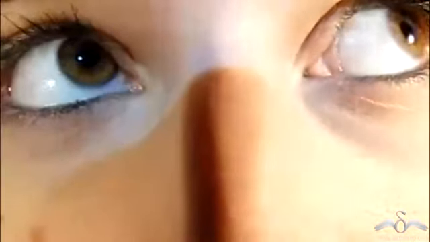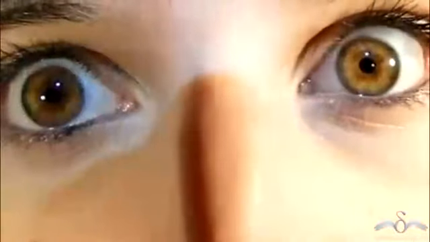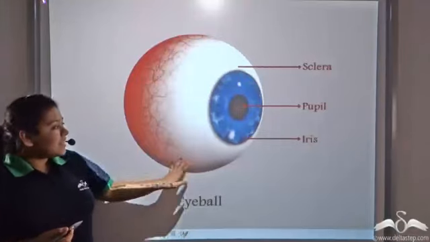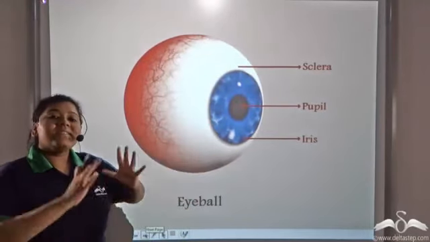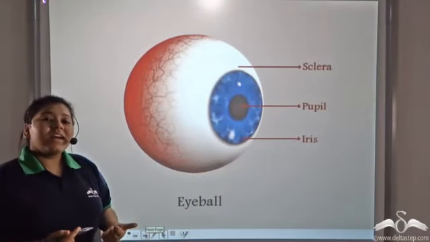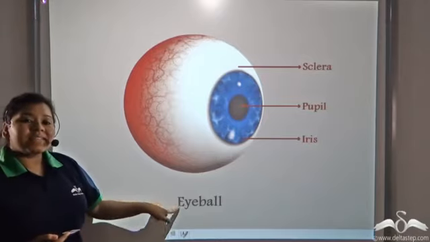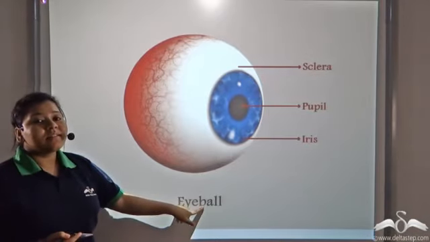Now externally, our eyes look like this. When we rotate the eyes, you will understand that it has a ball-like structure. This is an entire human eye. It has a ball-like structure, and so it is known as the eyeball.